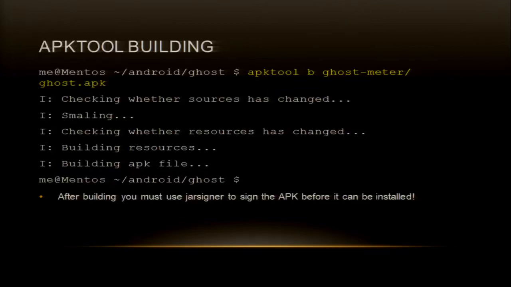So the difference here is apktool b for build, and then the directory that houses all the smali files, and then the output APK. As you see when it runs, it checks the sources and actually compiles them. Smali, which I think is Icelandic for assembly, so baksmali is disassembly, and smali is assembly. It checks whether anything has changed, then builds the APK.